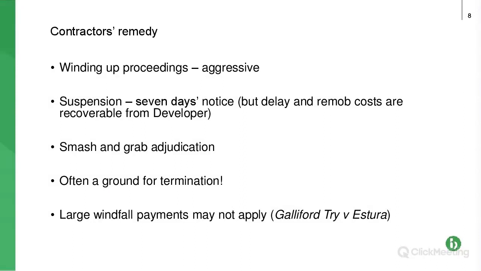So what are the remedies? Well, one is to suspend. Now that's all covered in the original Act of Parliament and the amended Act of Parliament in 2011. You have to give 7 days notice before you suspend. Please don't forget to do that, or you will be in breach of contract and paying any losses that arise. But providing you give that 7 days notice, any delay that arises from the suspension, any demob, remob costs, etc., are recoverable from the paying party.